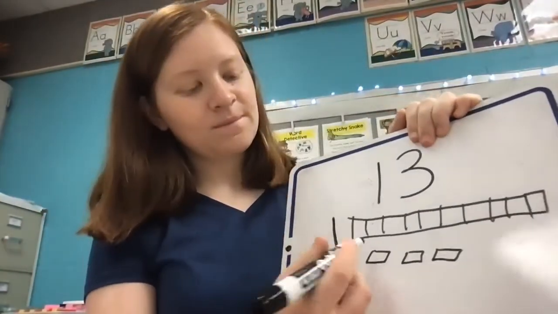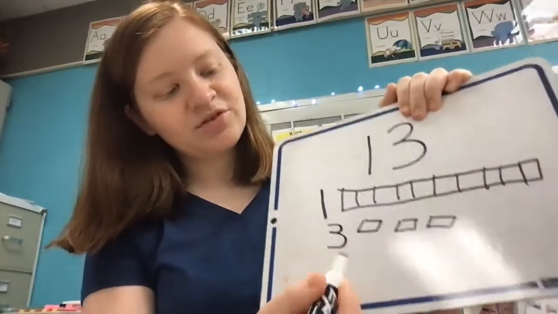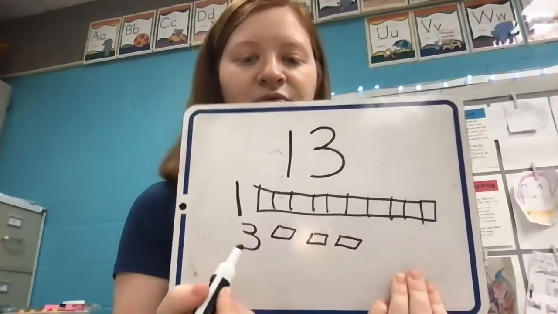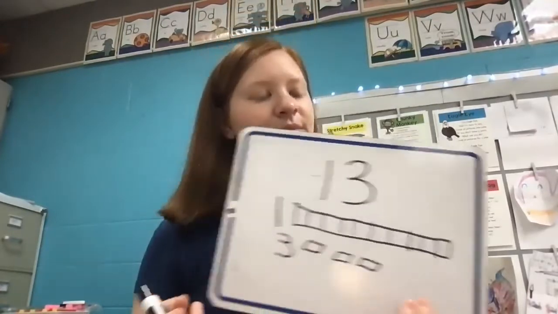So I will write the number 3 to show that we have 3 ones. So we have one group of 10 and 3 extra left over. All right.